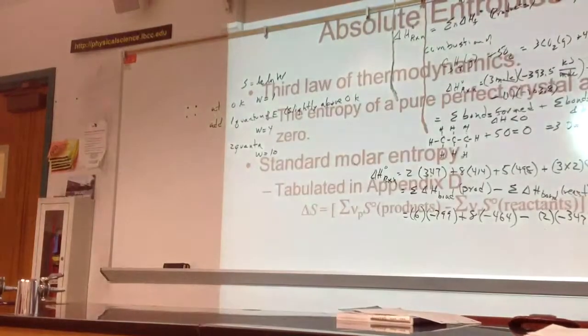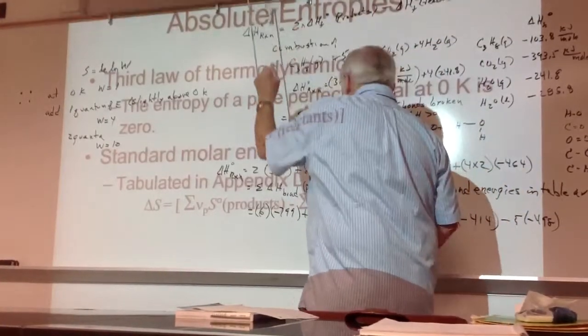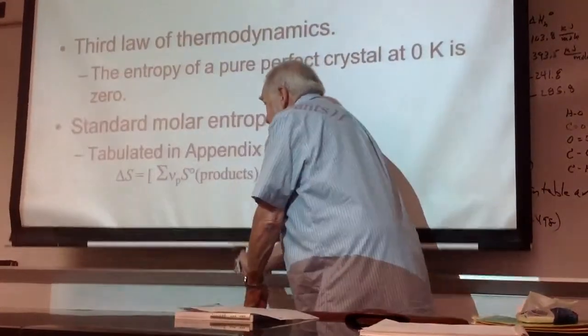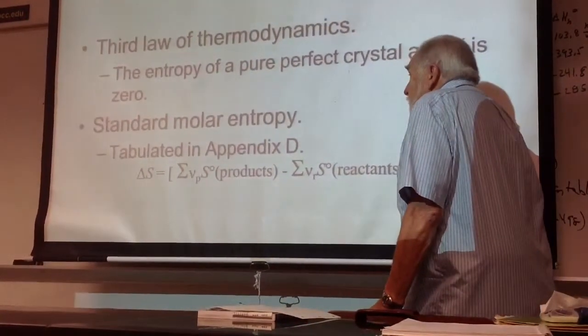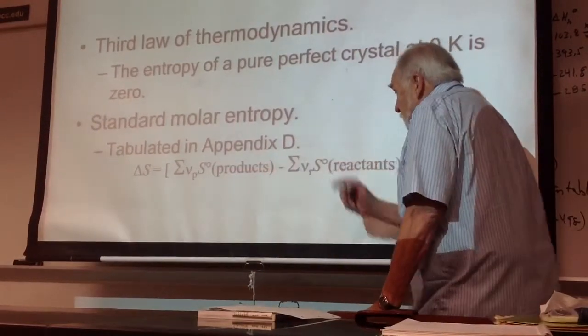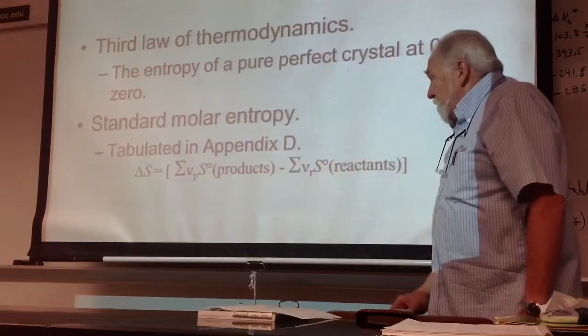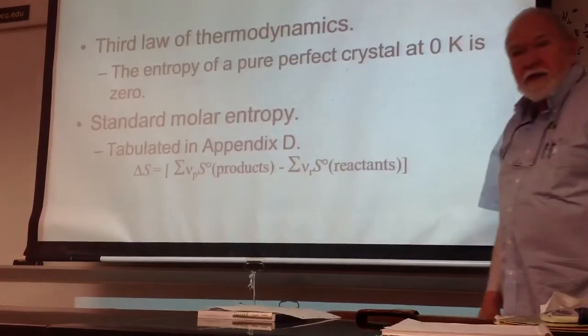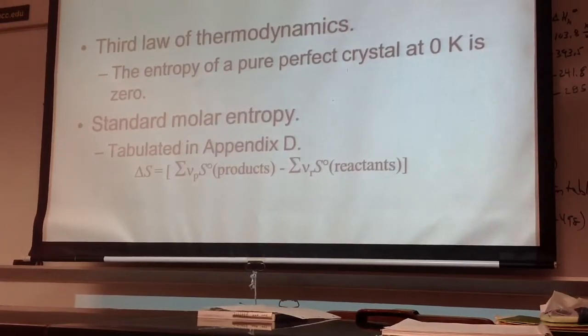So there's the third law of thermodynamics. The entropy of a pure, perfect crystal at absolute 0, 0 Kelvin, is 0. And now we can put together tables of standard molar entropies. And here's that product minus reactant rule, except instead of saying delta S0, it says absolute S0, because we can get absolute numbers. Next slide should do that.